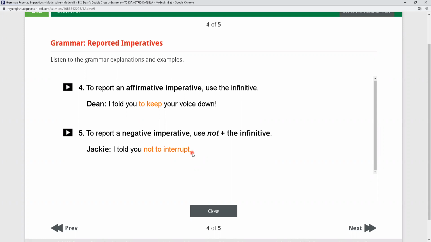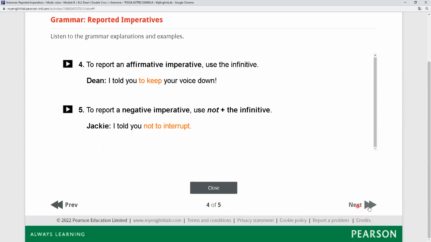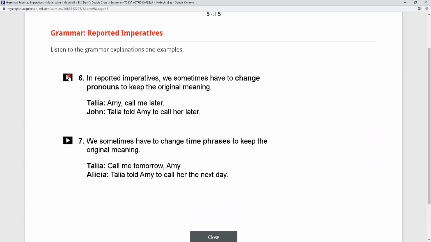Okay, teacher. Any question, maybe? No, no. Okay, thank you. So let's finish with the last page. In reported imperatives, we sometimes have to change pronouns to keep the original meaning. Amy, call me later. Talia told Amy to call her later.